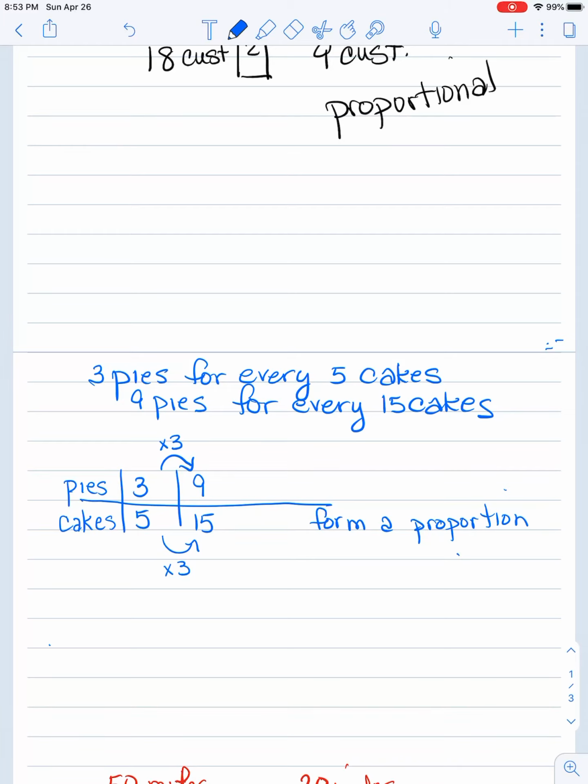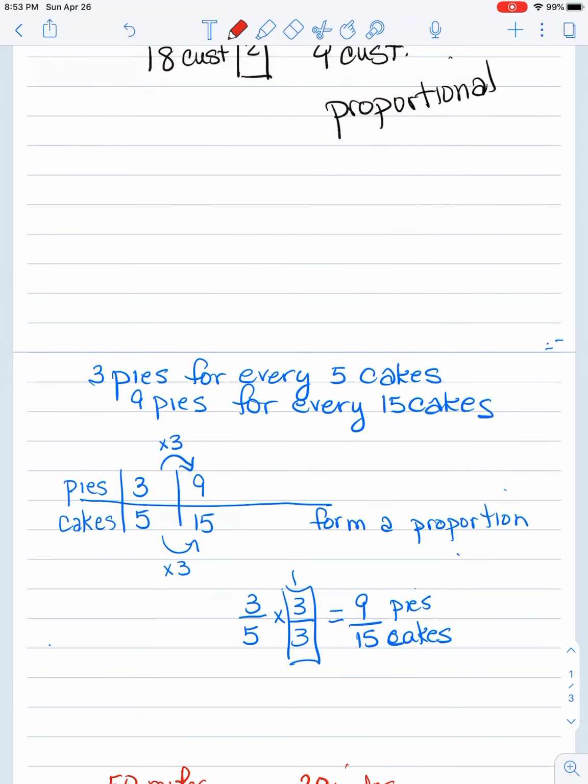If we choose to look at this as equivalent fractions, we multiply this by 3 over 3, which we can do because that gives us 1. 1 is the multiplicative identity, so it doesn't change anything when we multiply. And we get 9 over 15, or 9 pies for every 15 cakes. So those are the same rate or the same ratio.